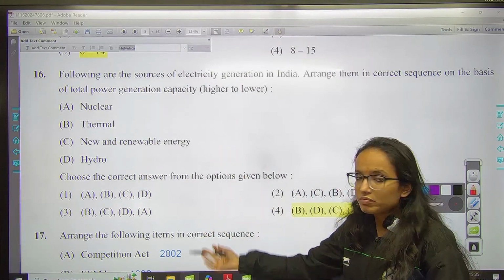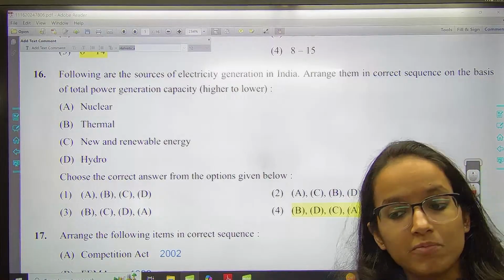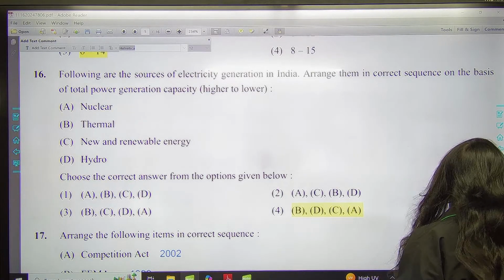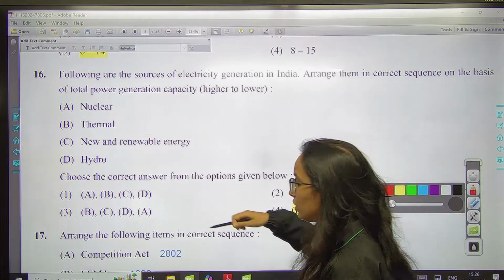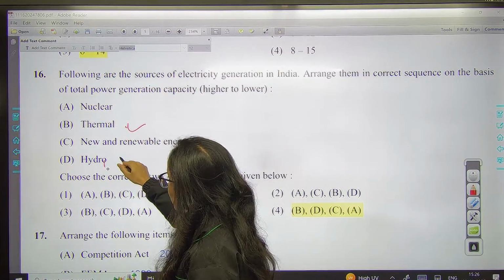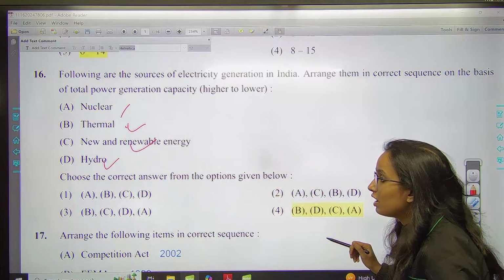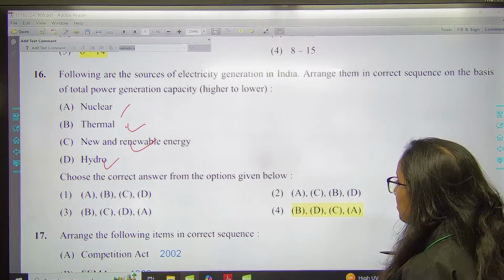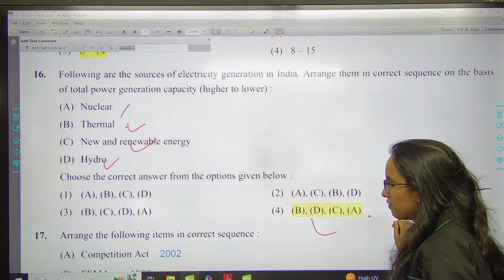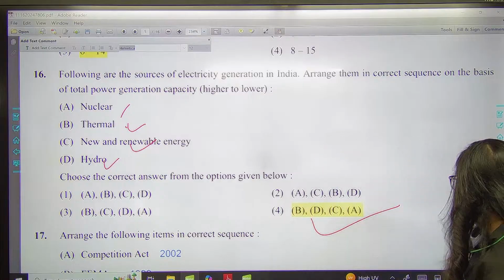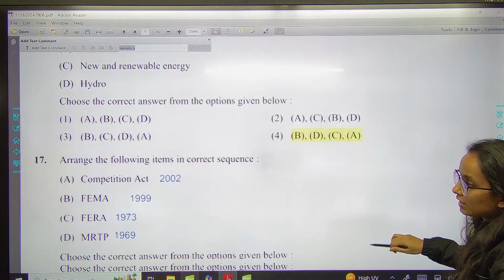Which of the following sources has maximum weightage in electricity or energy generation in India? You know that we are still heavily dependent on thermal, then hydro, then new and renewable energy, and least would be nuclear. So the correct answer would be BDCA, the fourth option. So sources of energy generation is again an important topic. They are asking these questions.